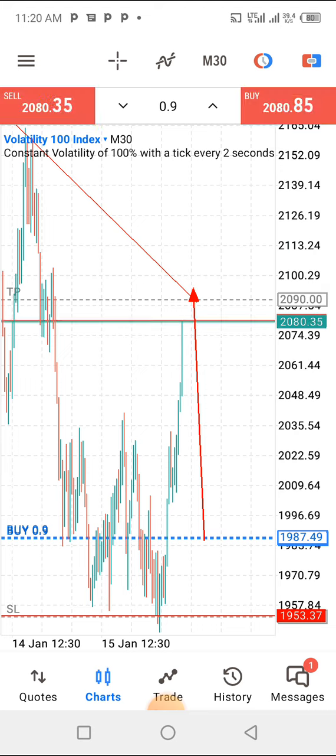Like I always say, price action is the best strategy you can ever use in forex. Okay, now this is VIX 100, a trade I shared with my VIP, and as you can see, we are almost on a TP.